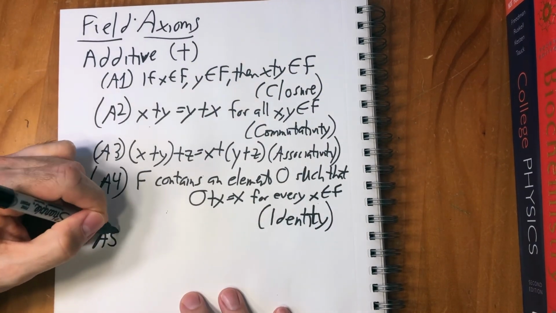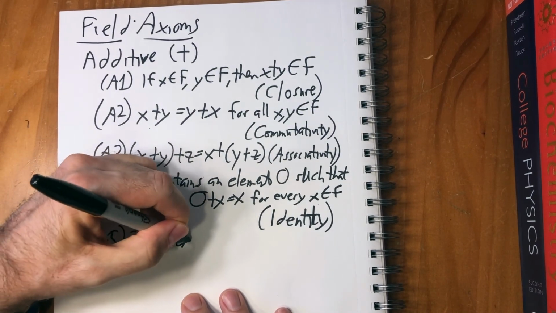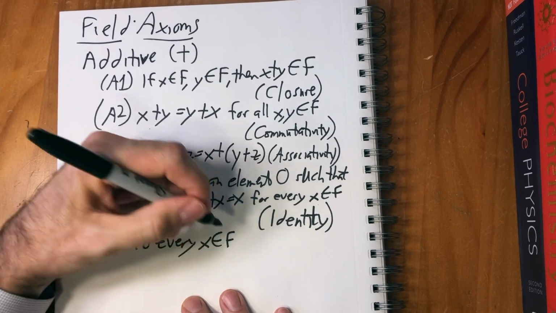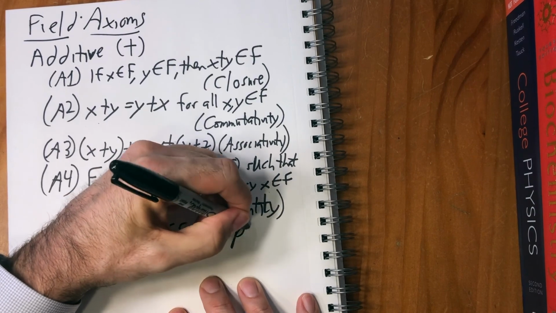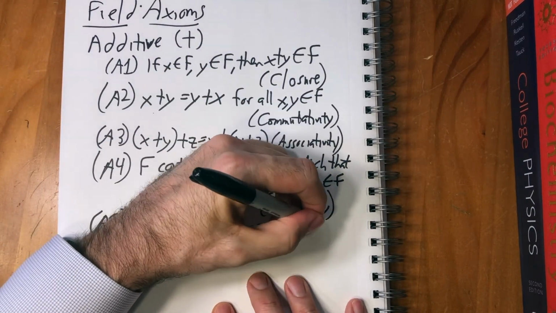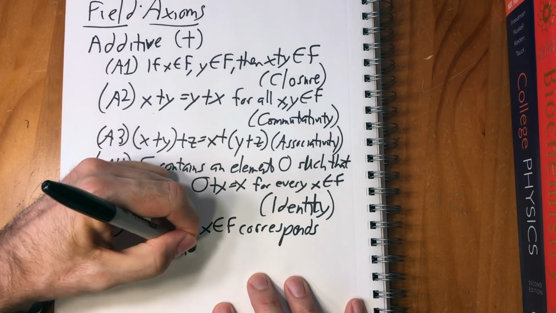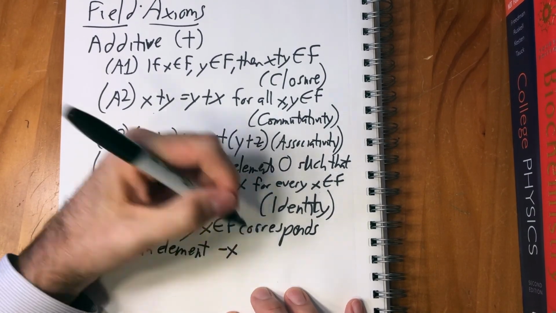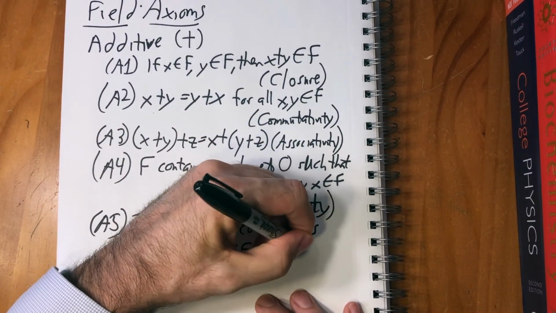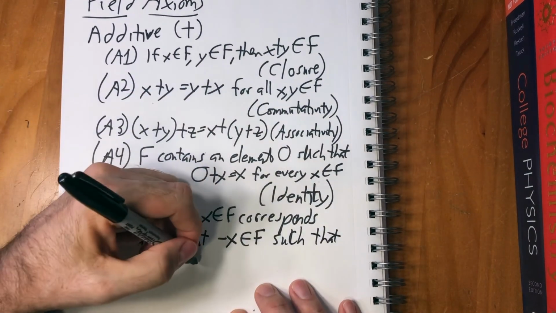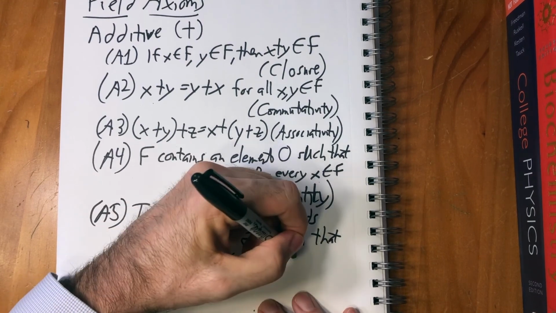And A5, to every x in F corresponds an element minus x in F such that x plus minus x equals 0. That's the inverse.